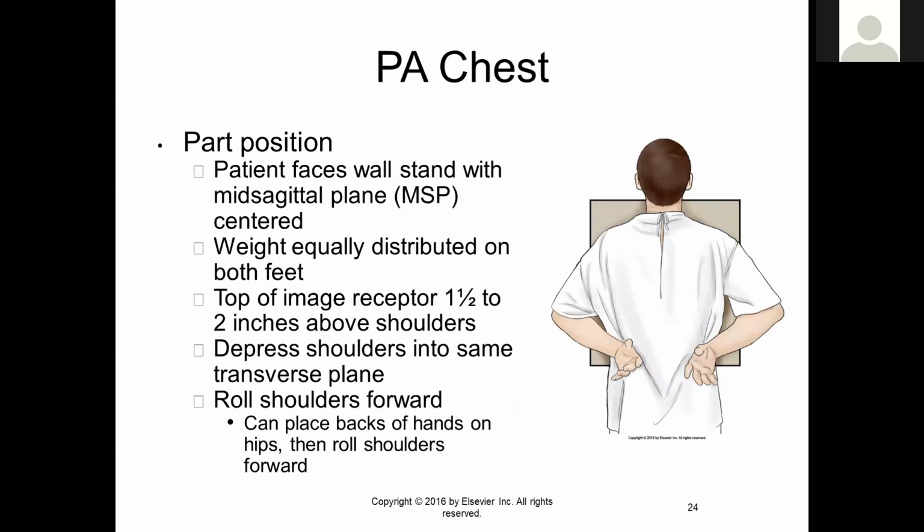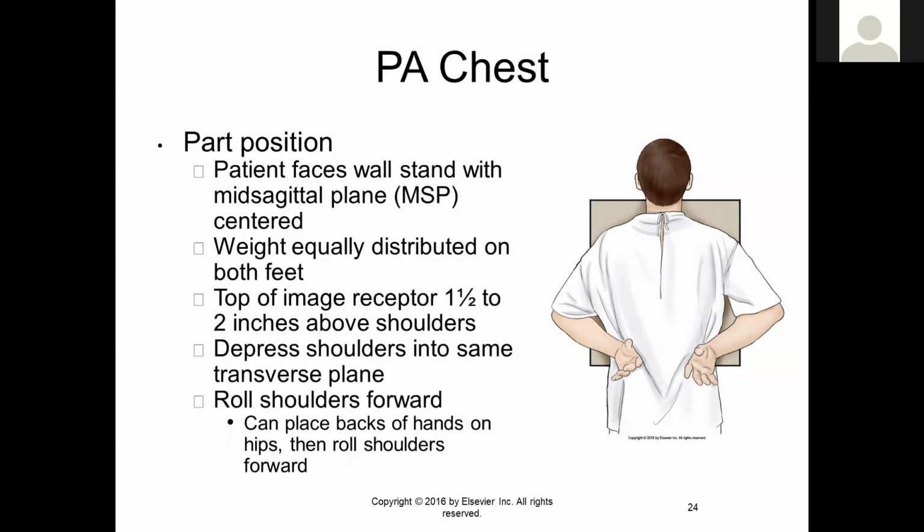Here's how your patient will stand for a PA chest, facing the wall stand, the mid-sagittal plane centered. The patient's weight will be equally distributed on both feet. The top of the image receptor should be 1.5 inches to 2 inches above the shoulders. We want the shoulders not hunched up. We want them relaxed in the same transverse plane.